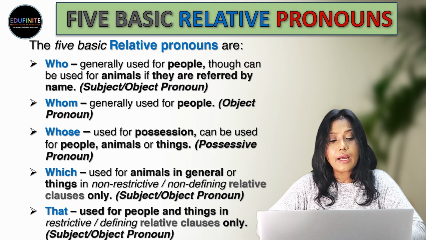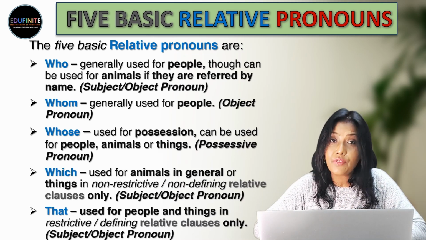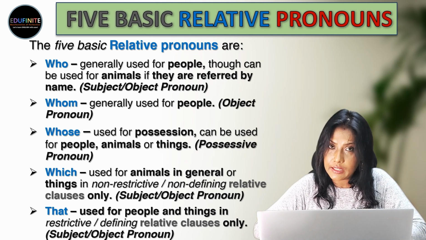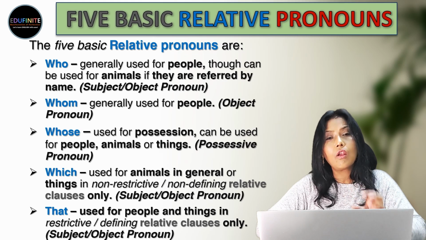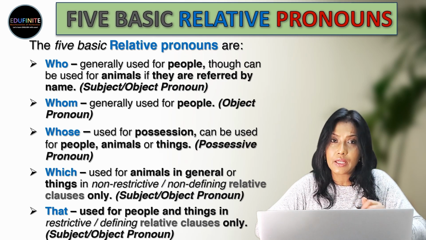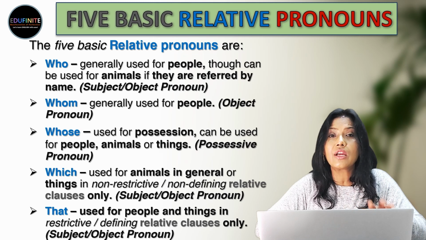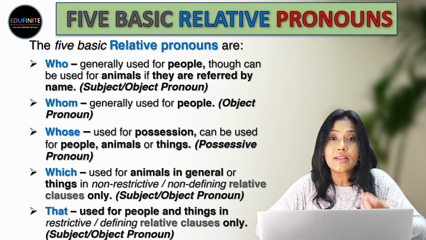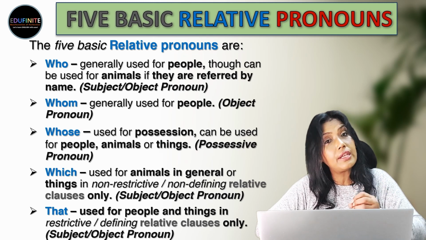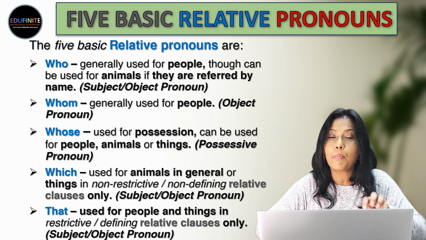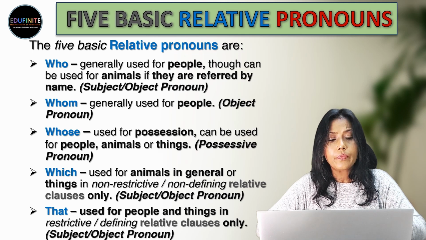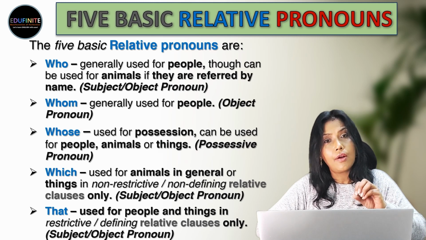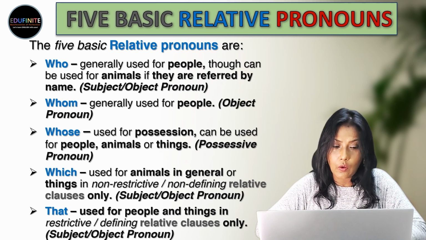Now regarding restrictive or defining relative clause, actually a relative clause is called a restrictive relative clause when that clause is an essential part of that sentence. That means it's not giving extra information about the noun that it is modifying. Rather, it is revealing the identity of the noun it is modifying. So it's an integral part of that sentence. So this type of relative clause is called a restrictive or defining relative clause.